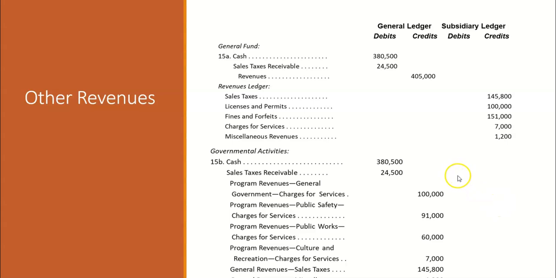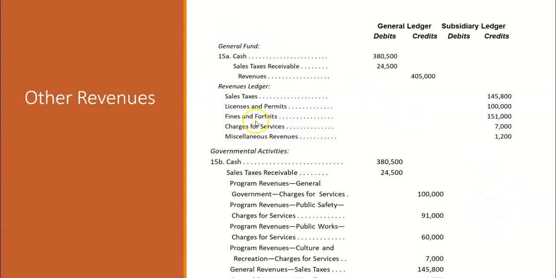We then have other revenues that we collect during the year. We've talked about different business-type activities, different ways that we collect revenues. For example, sales taxes: we would collect sales tax as things are sold, and then we remit that sales tax to the county or state. We sell licenses and permits. We have fines that we charge, charges for services, and miscellaneous revenues.